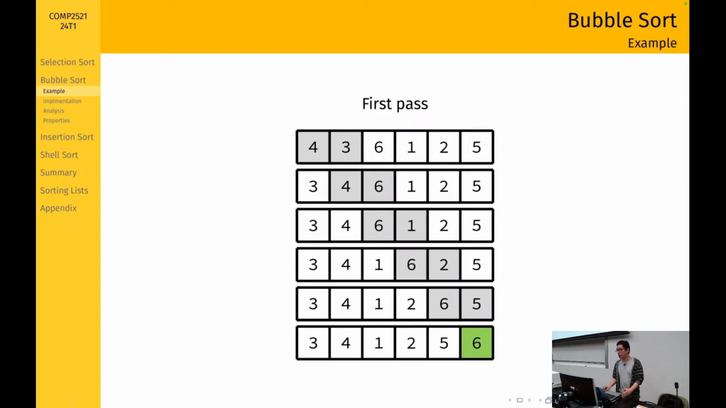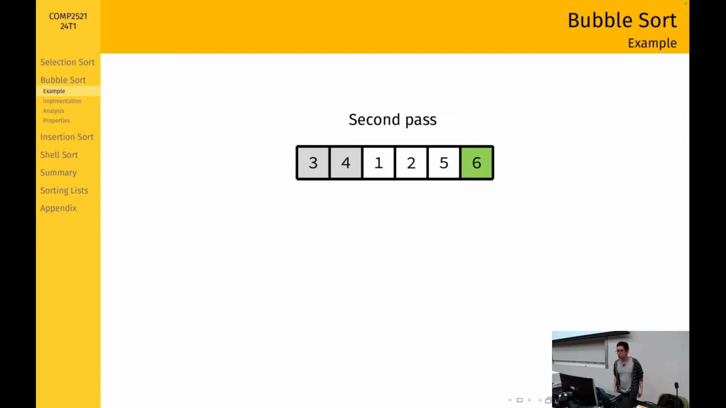Right. And the final result of the first pass is that the largest item is guaranteed to be at the end of the array. Right. That's because the largest item is always going to be swapped with whatever's on the right of it. Okay, so that's the first pass. Now, in the second pass, let's see what happens.